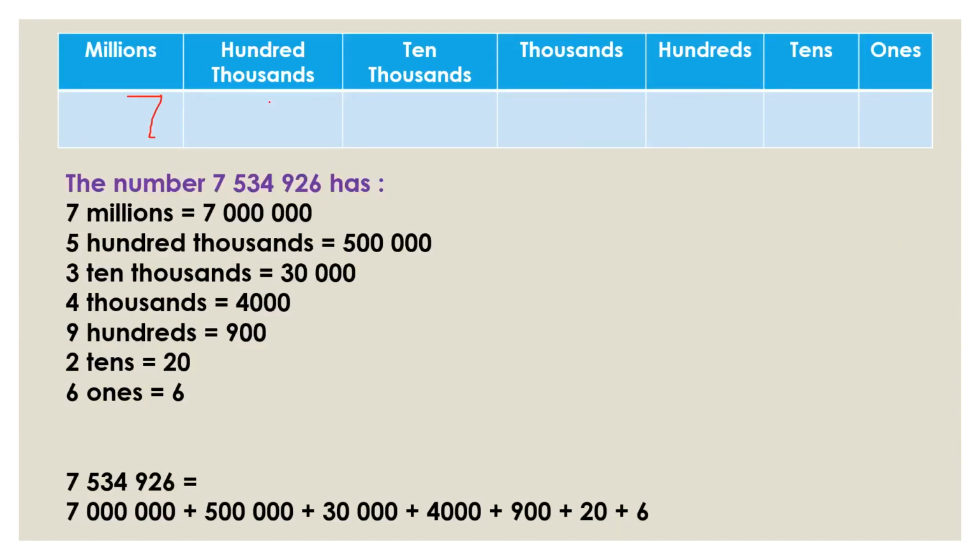The number 7,534,926 has 7 millions, 5 100,000s, 3 10,000s, 4 thousands, 9 hundreds, 2 tens, and 6 ones. And also you can write the number in expanded form. So 7 million plus 500,000 plus 30,000 plus 4,000 plus 900 plus 20 plus 6.